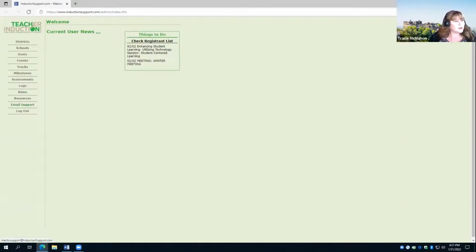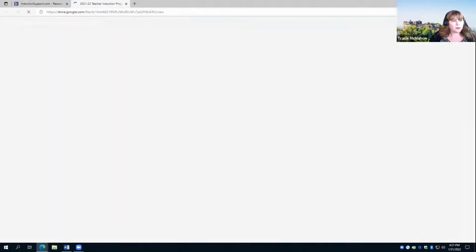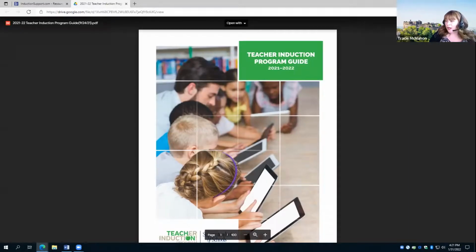Okay, so you go here. Yours looks a little bit different than mine, but you also have a resources tab here. Then you just go to manage external links, and see, it's right here: digital program guide. You click on that and just open it up, and it's right there. And that's where all the ILPs are kept. That's where you'll download those.